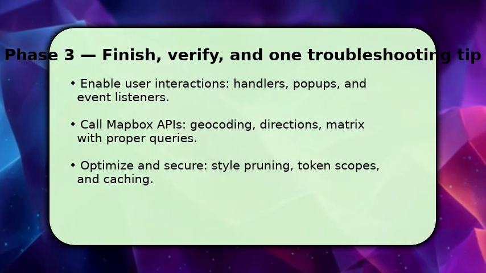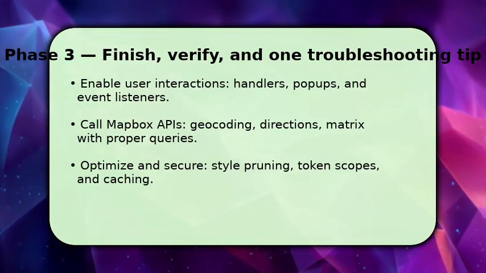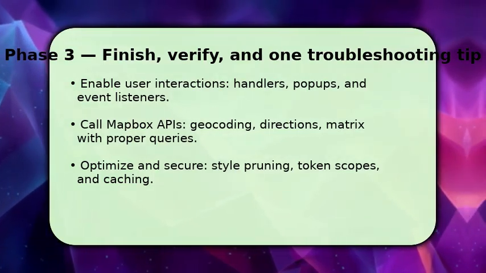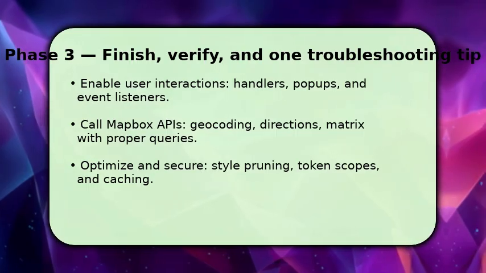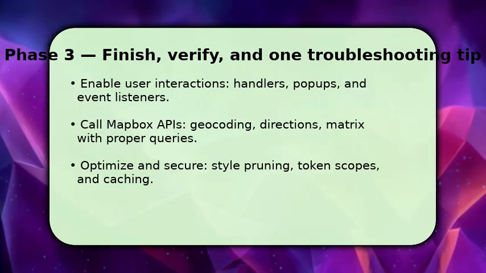Finally, implement interactions, call other Mapbox APIs, and deploy. Add event listeners and pop-ups so users can click features, then integrate geocoding and directions APIs for search and routing. Send queries with proper parameters to get predictable results.